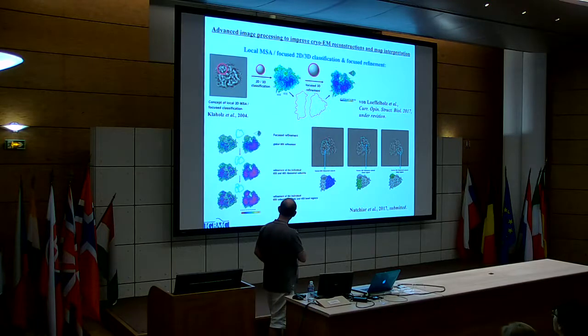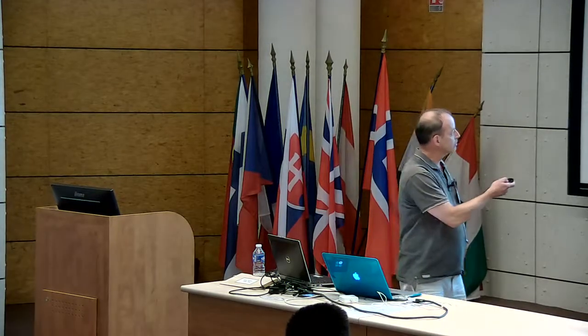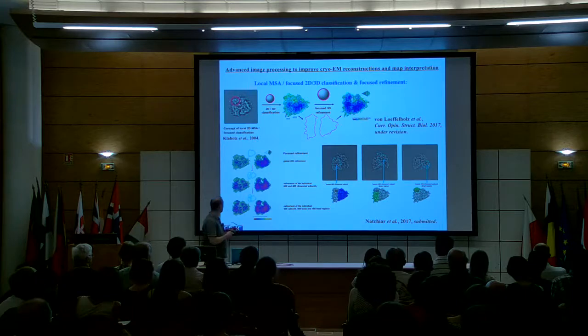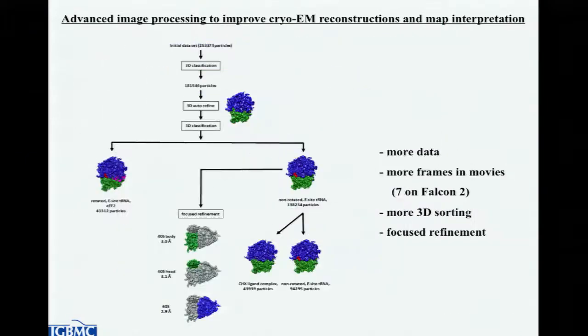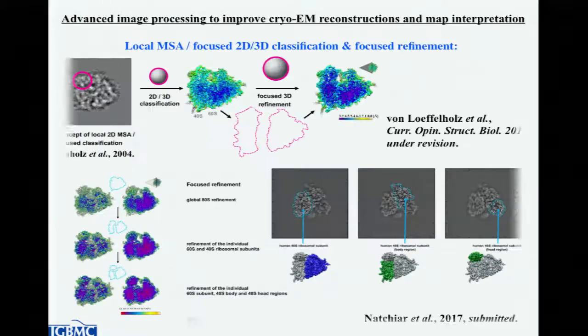So you see how much you can push resolution compared to if you refine the entire structure as one single unit. And here you can see very nicely what's happening. This region is being refined. The other parts are getting blurry if you try to refine that. This type of focus refinement works particularly well if you do a good 3D classification beforehand. So if I just come back, the 3D classification here and the sorting into pre- and post-translocation states is crucial to be able to do focus refinement properly.